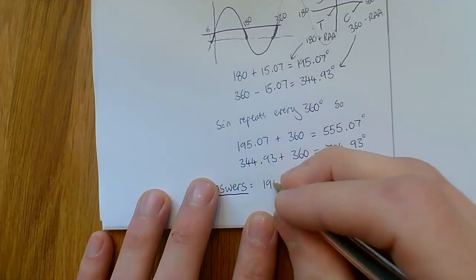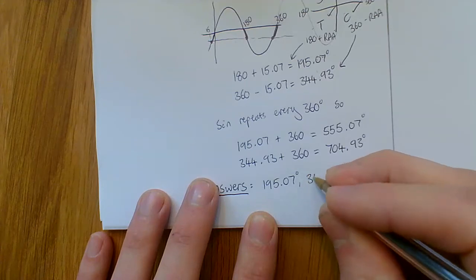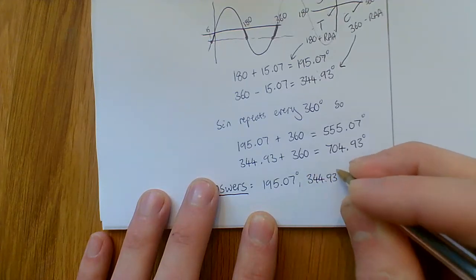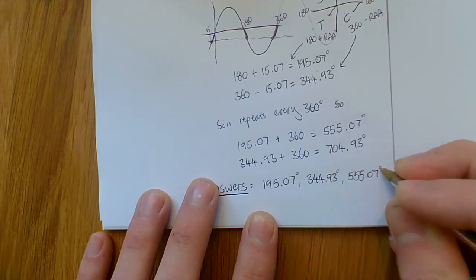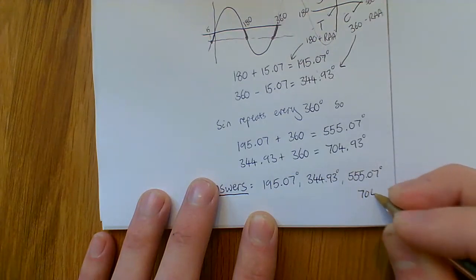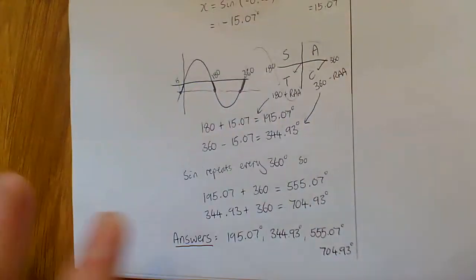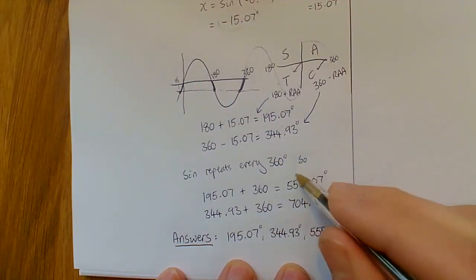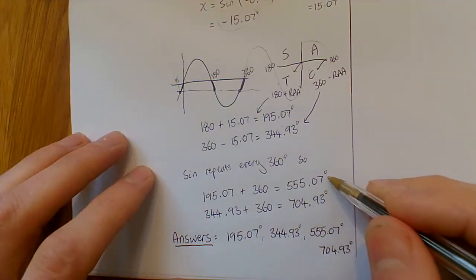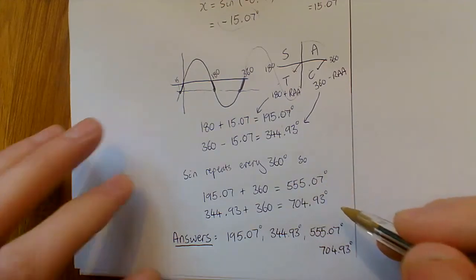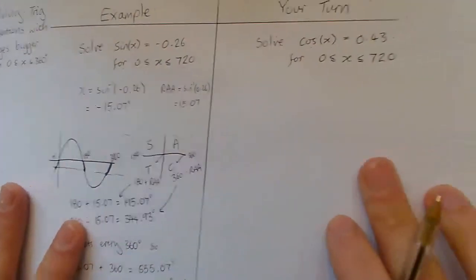So we've got 195.07 degrees, 344.93 degrees, 555.07 degrees, and finally 704.93 degrees. You might be wondering, can you just add another 360? You can check that if you add 360 to this, and there would be no harm in doing this. You could have done it. It'd be okay. But you would get a number bigger than 720, so that would not count. So there is an example question.